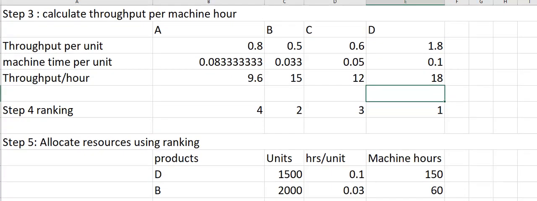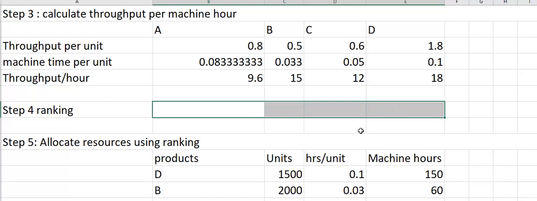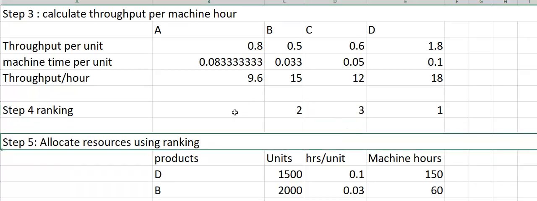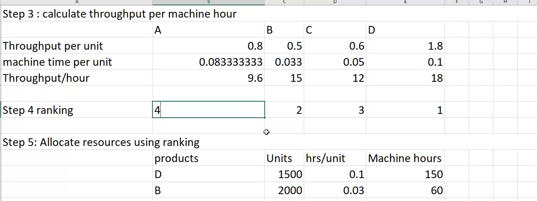Now after doing that, you can go to step number 4, which is ranking. So we rank the products based on throughput per machine hour. You rank the product which is the highest. So which is the highest? You look at which has the highest throughput per hour. So it's D, so you rank it as 1, the first product. Seconded by C, then by B, which is 15, and the fourth is A. Alright, so that's how you're going to rank your products.